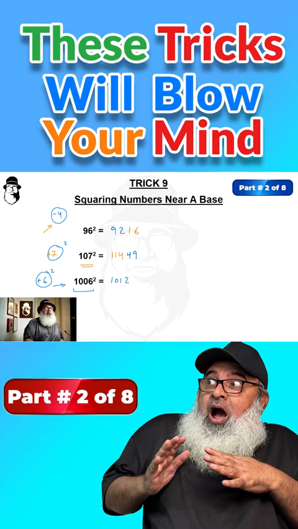But be careful here, because we are dealing with 1000 and 1000 has 3 zeros. So in the second part of the answer we have 3 spaces. So 6 times 6 is 36, but we'll write 036 to occupy all these spaces.